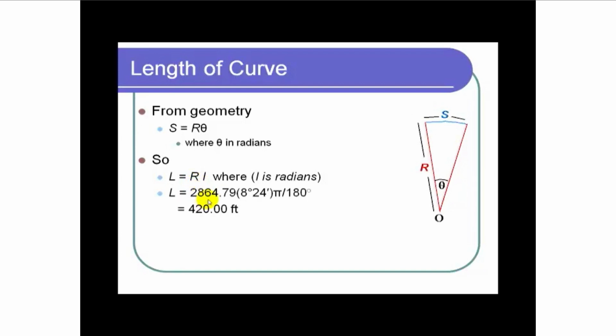Now we substitute in our values for the radius and for the intersection angle, and remember to convert your intersection angle into radians. After you do that, you find out the length of the curve is 420 feet. So the length of our curve here is 420 feet.